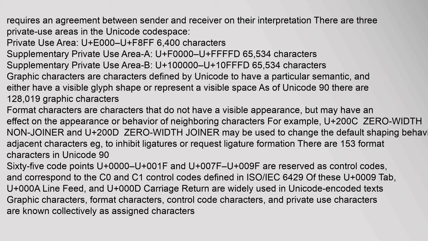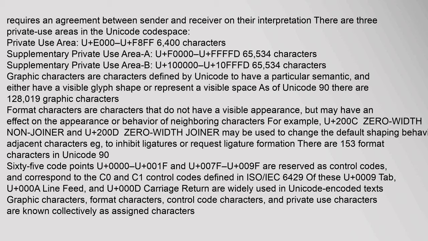There are three private use areas in the Unicode codespace: the private use area, U+E000 to U+F8FF, 6,400 characters; supplementary private use area A, U+F0000 to U+FFFFD, 65,534 characters; and supplementary private use area B, U+100000 to U+10FFFD, 65,534 characters. Graphic characters are characters defined by Unicode to have a particular semantic, and either have a visible glyph shape or represent a visible space. As of Unicode 9.0, there are 128,019 graphic characters.